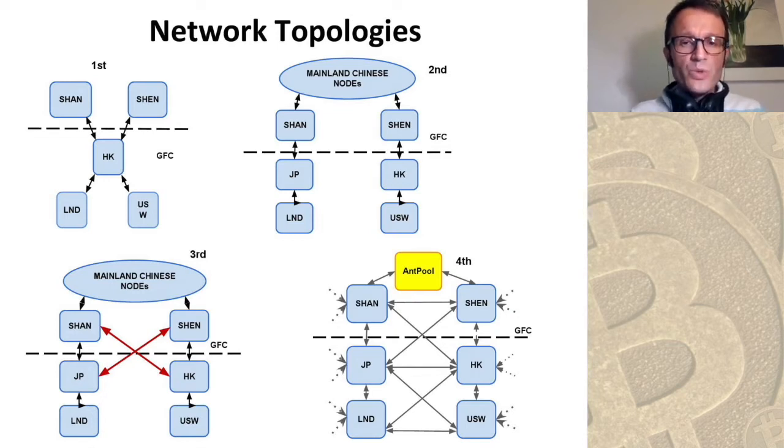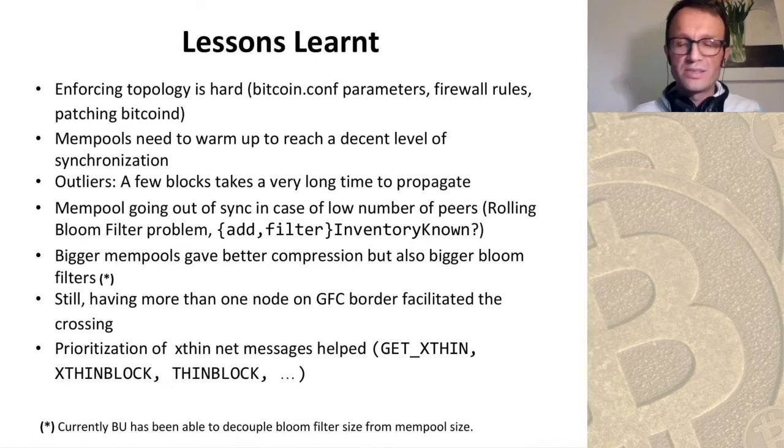So what we have learned from the beginning is that enforcing a network topology is harder than we thought. We used Bitcoin conf parameters, firewall rules, and patching Bitcoin, but I have to say that for some reason that we have discovered only recently, the way that bitcoind keeps up with the list of its peers was not perfect, we could say.